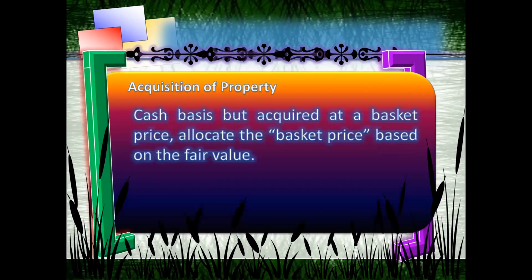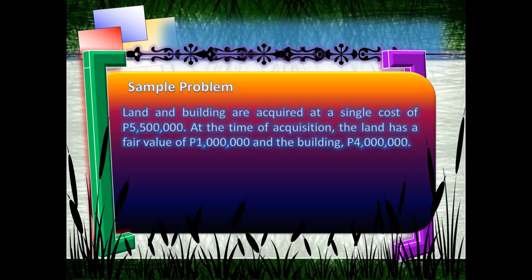Okay, so what this says is, if the asset or the PPE is acquired at a basket price, you have to allocate the basket price based on the fair value. If you can still recall the relative sales price method in the inventory topic, we will do the same here. So I have here a sample. For example, the land and building are acquired at a single cost of 5.5 billion. At the time of acquisition, the land has a fair value of 1 million and the building 4 million.